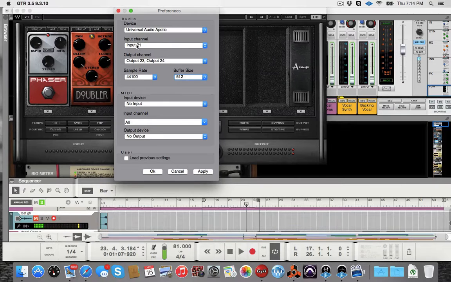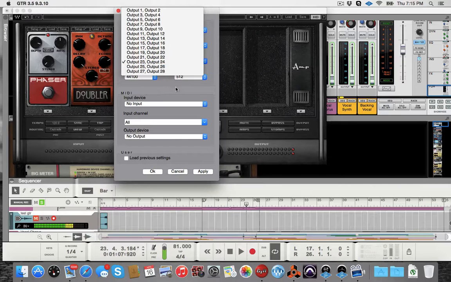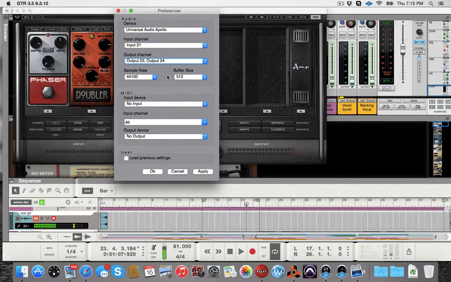I have it input channel 21 because it's what I'm coming out of Reason, and I have the Universal Audio Apollo here. And what I did was I put it into output channel 23 and 24 instead of 20. I think it was 19 and 20. I don't know. I've been messing around with this. I just wanted to make sure that it could be done.